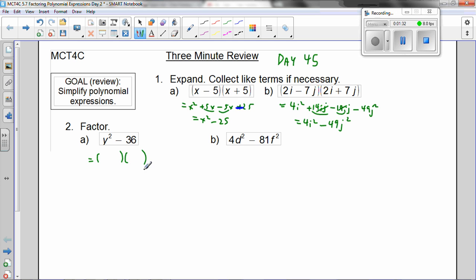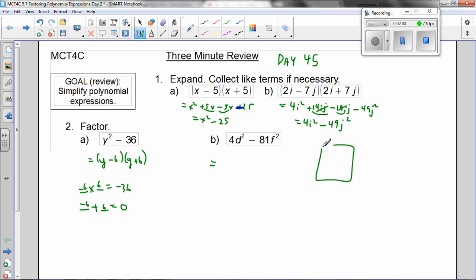simple trinomial. That one's a hard trinomial. This is two numbers that multiply to get negative 36, and the middle term isn't there. It adds to get 0. So what numbers multiply to get negative 36 and add to get 0? Well, minus 6 and 6. So this is y minus 6, y plus 6. Oh, yeah, okay, I'm remembering this pattern now. That's good.